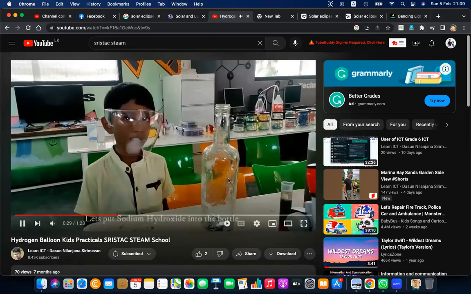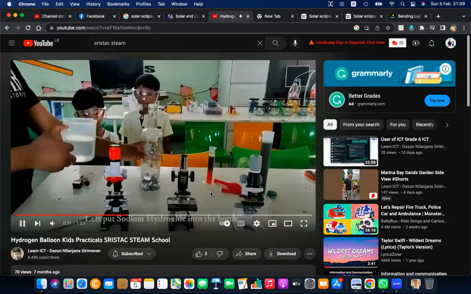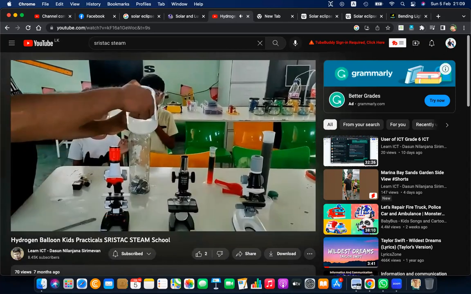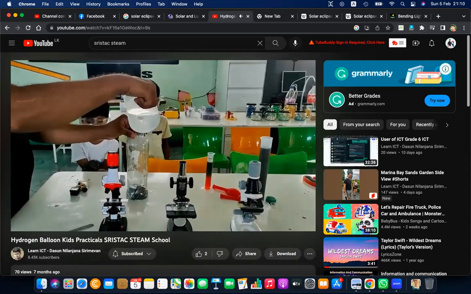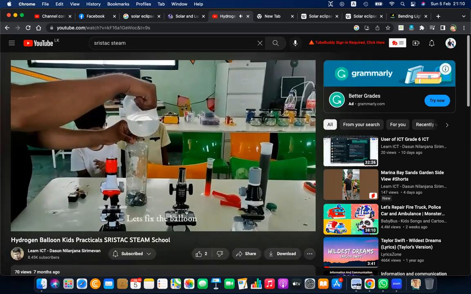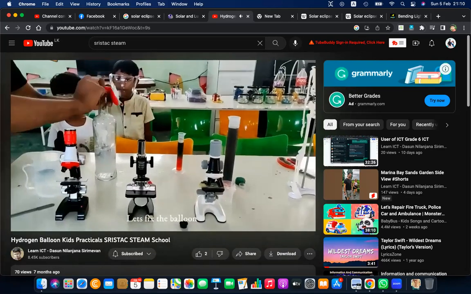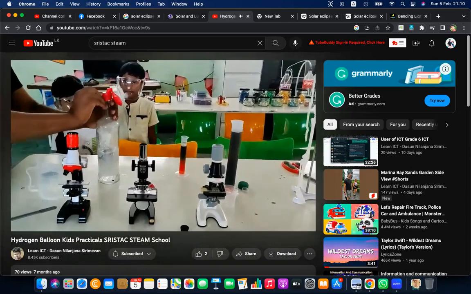Then the sodium hydroxide solution. Caustic soda, you can get at hardware shops. You can put the caustic soda solution. Caustic soda into this and then put the balloon.